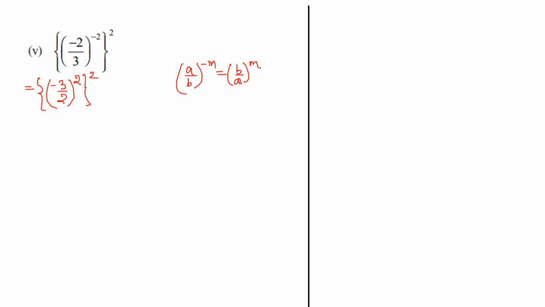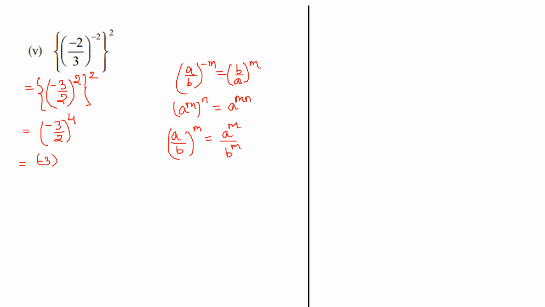Now the next law which I will use will be power law. So a to the power m whole n is equal to a to the power mn. So from there here I will write minus 3 by 2 whole 2 into 2, which will give me 4. Now next law will be a by b whole m is equal to a to the power m divided by b to the power m. So here I can write minus 3 whole 4 divided by 2 to the power 4. And as you can see the power is even number, so the negative will become positive. So minus 3 whole 4 will give answer as 81, and 2 to the power 4 is 16.